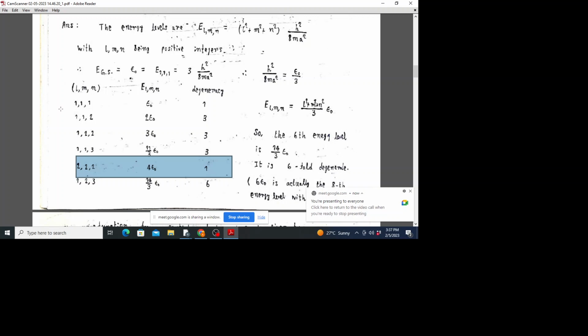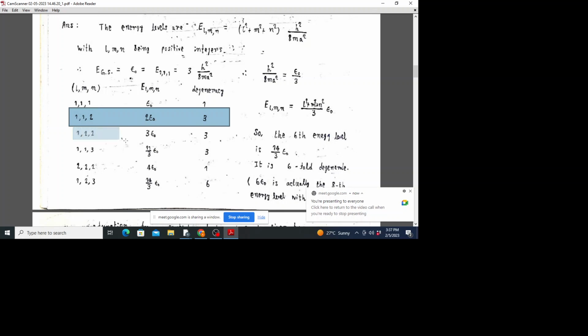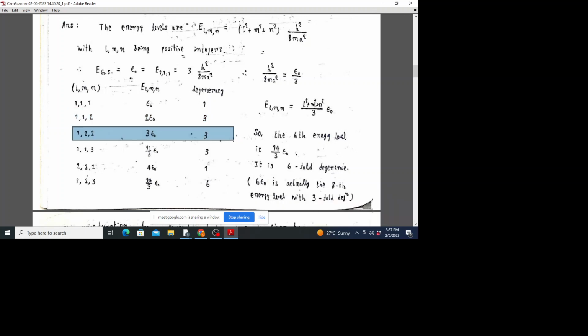The second excited state is only this. Then similarly, the third one is this 1 2 2, and this has a value of 3 epsilon naught.